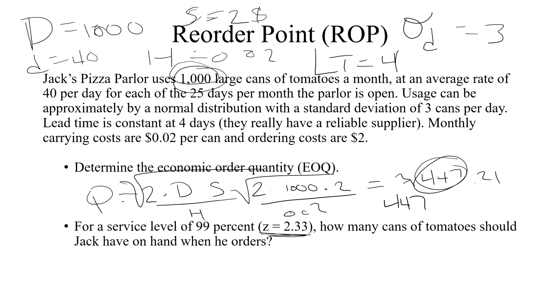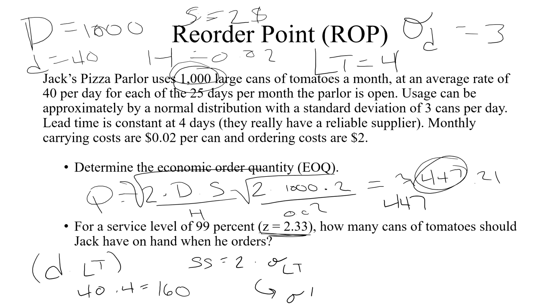So first we're going to go ahead and find our demand during our lead time, which is D times LT. We have our D, which is 40, and our lead time, which is 4, and that's going to give us 160 cans expected. And then we're going to find our safety stock, and that's going to be Z times the standard deviation of LT. Now, in order to find this, it's going to be our standard deviation times the square root of LT. So that's going to be 3 is our standard deviation, the square root of LT, our LT is 4, and that's going to give us 3 times 2 equals 6.